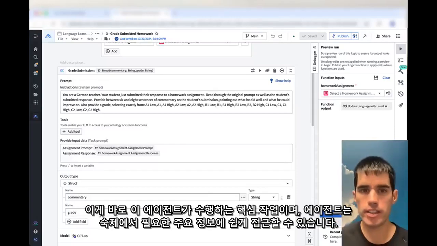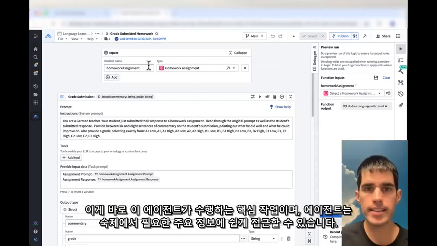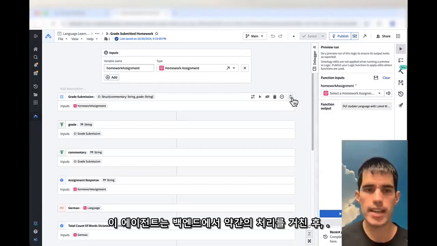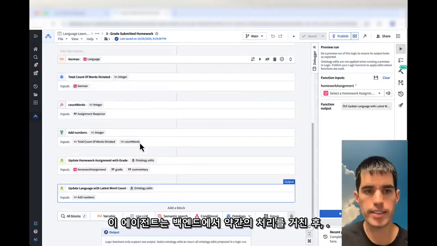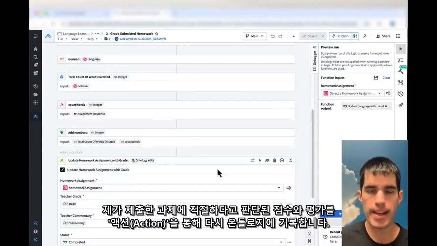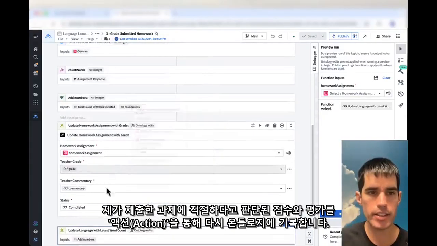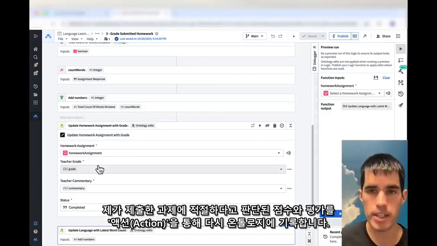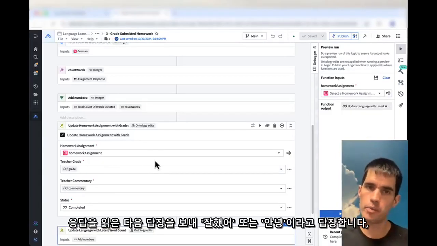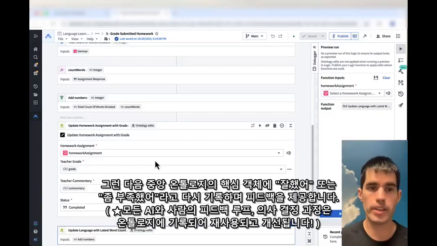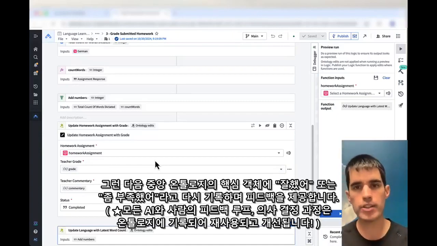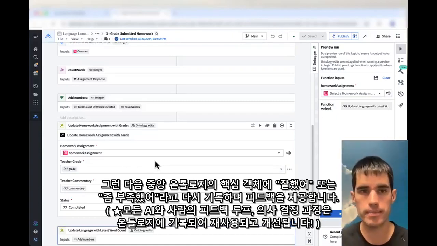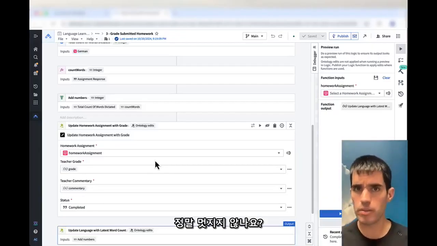And this is really the crux of what this agent is doing, and it has easy access to the key information it needs from the homework assignment. What this agent is then doing on the back end is, after a little bit of processing, it's writing back to my ontology via actions the grade and the commentary that it determined was appropriate for my submission. And so this agent is going full circle. It's reading the response, and then it's writing back and saying, hey, you did well, or hey, you did poorly, to the core object in my central ontology that I was showing you previously. So that's super cool, right?